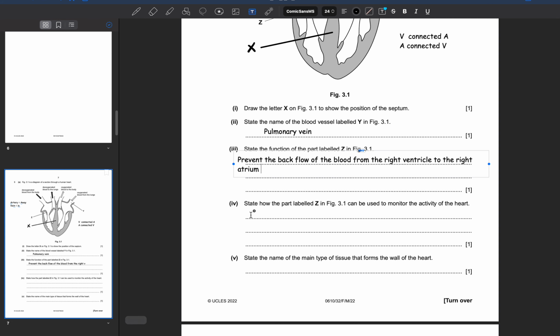Now, state how the part labeled Z in figure 3.1 can be used to monitor the activity of the heart. How do we use the valves to monitor the activity of the heart? Yes, we can listen to the closing of the valves. The sound of the heart is the sound of the closing of the valves. So I can say by listening to the closing of the valve.